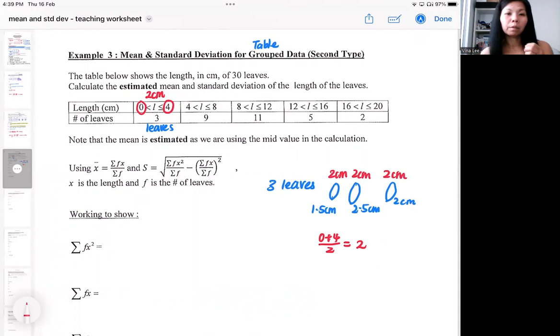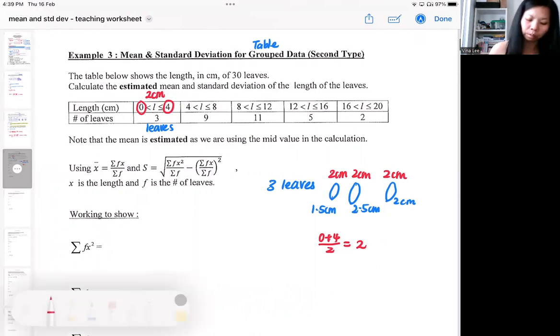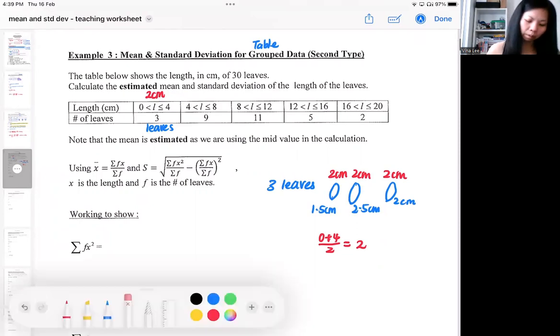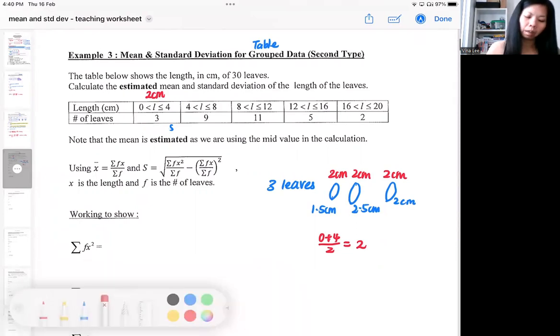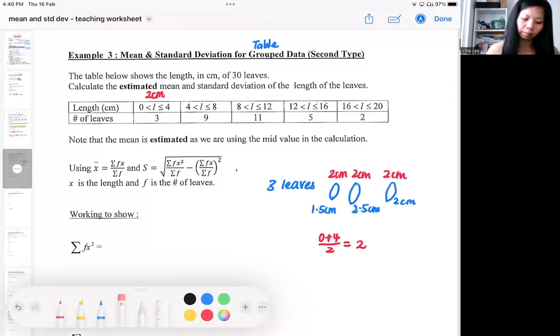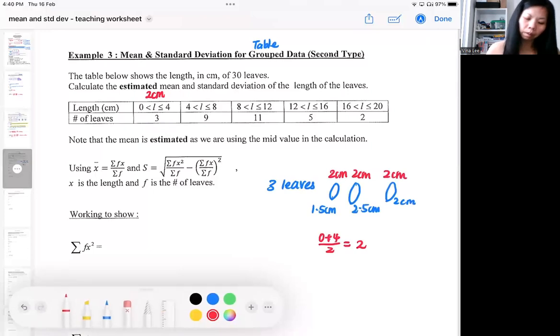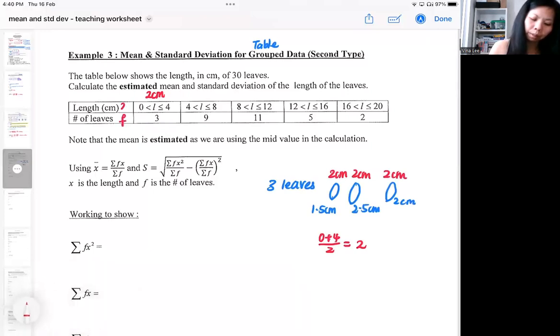Okay, so some of you might be wondering, do I include the 0 even though there's no equal sign? Yeah, for the mid value calculation, you just add up the first and the last number, then you divide by 2. Okay, so the 3 leaves, I'm going to expect it to be 2 centimeter each. So in a way, this will be the F and this will be the X. So I'm using 2 centimeter as the X.